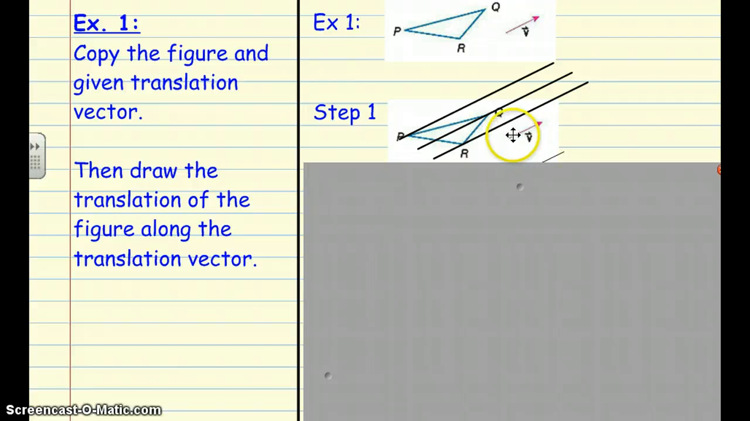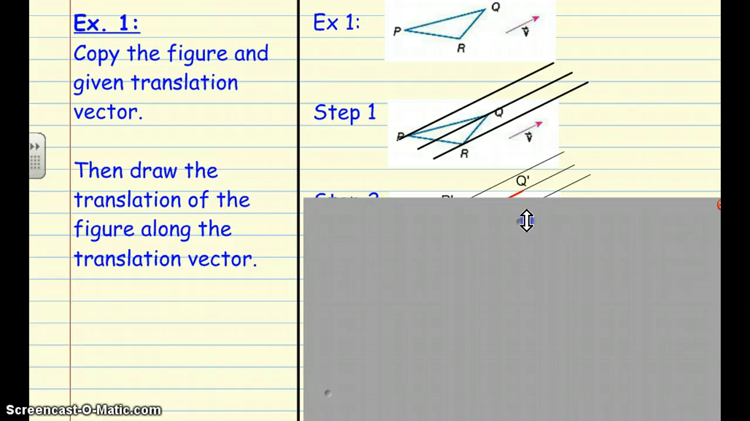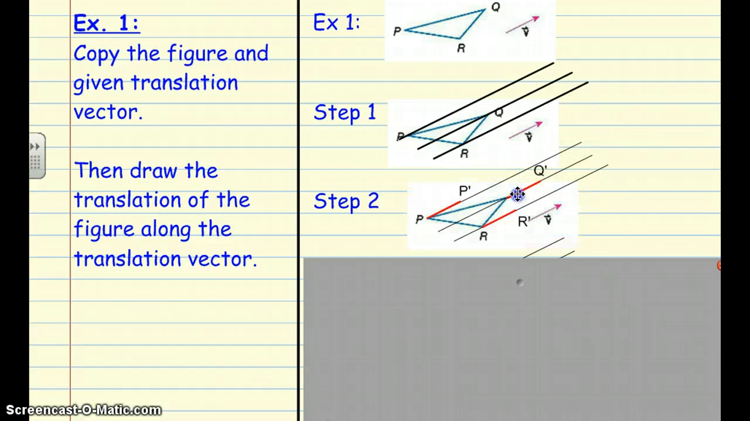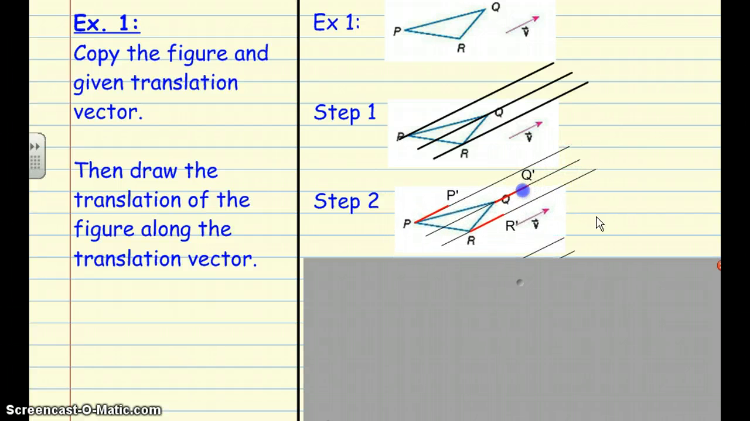Step 2 is we need to measure the length of this vector. I've already done that measuring, and I've created this figure, because step 2 says measure the length of the vector and locate the image points. So what I've done is I've measured this vector V, and I've put the end of it at the original point and set it right on my parallel line. And then I have indicated where each of those image points are at the end of each of those little red lines, because those are the copies of that vector.